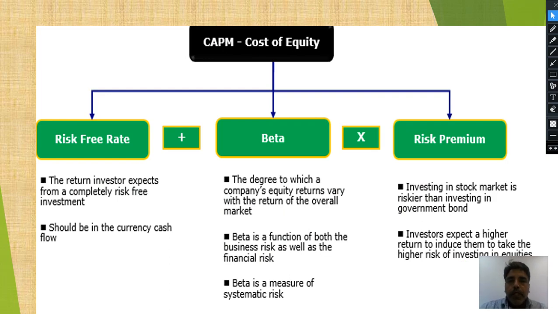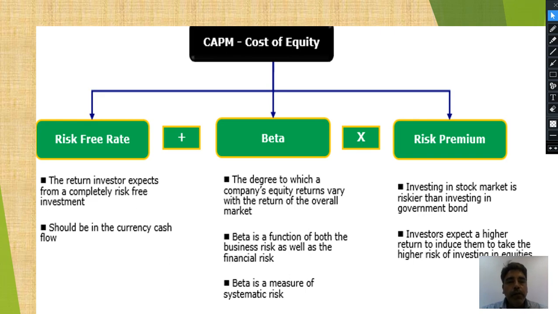For example, what are the elements so far as the CAPM is concerned? We have the risk-free rate, RF, and we have the systematic risk factor, which is known as beta, or you can say the sensitivity, or you can talk about the business risk as well as the financial risk, and the degree to which a company's equity returns vary with the returns of the overall market. So beta is a coefficient which measures the systematic risk factors of the particular stock related to the market portfolio. And the risk premium, of course.